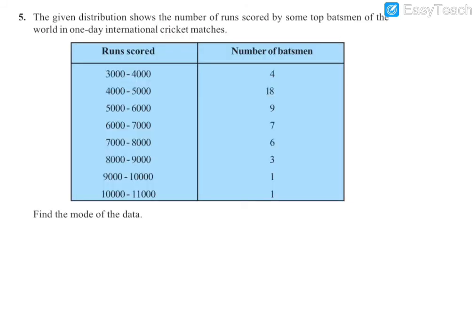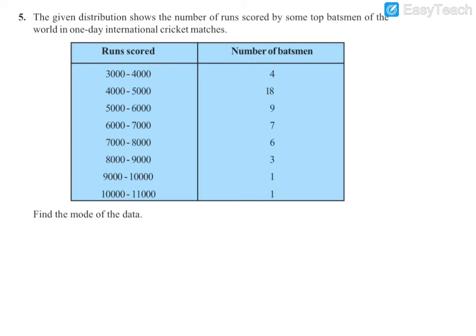Let us solve another question. This is question number 5 of the same exercise. The given distribution shows the number of runs scored by some top batsmen of the world in one-day international cricket matches. Find the mode of the data. So the column that represents number of batsmen is the frequency. Runs scored is the observations.